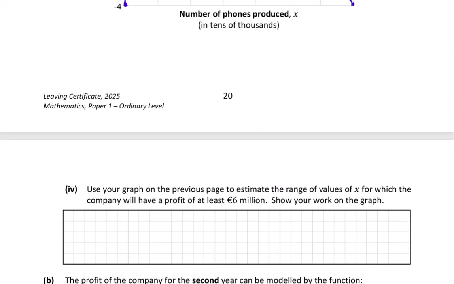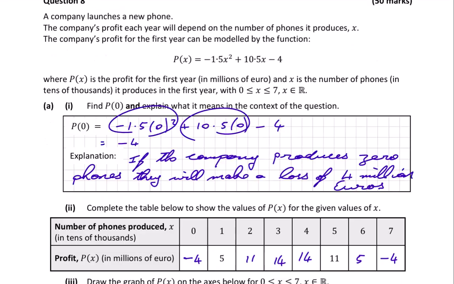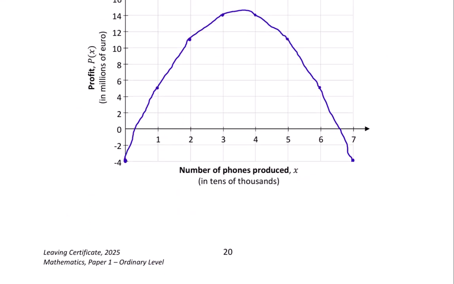Use your graph on the previous page to estimate the range of values of x for which the company will have a profit of at least 6 million euros. Show your work on the graph. So 6 million euros is here. So you got to come across here. And from here then we got to come down.